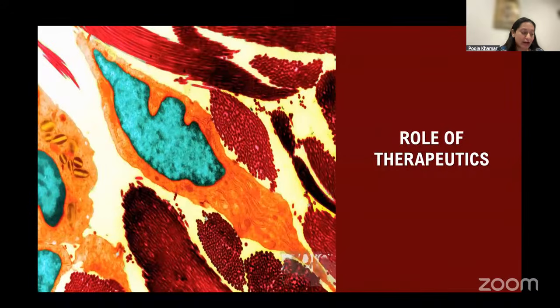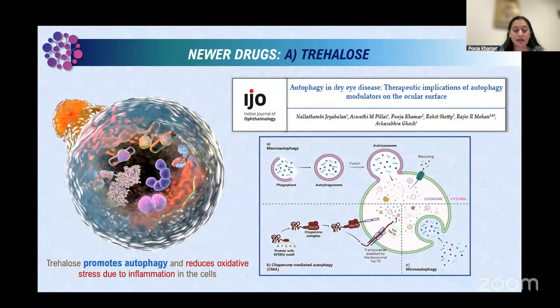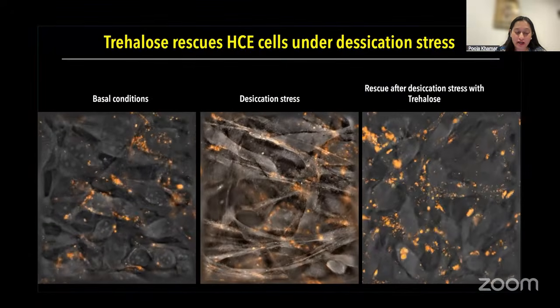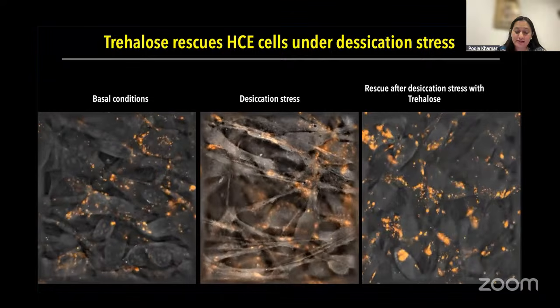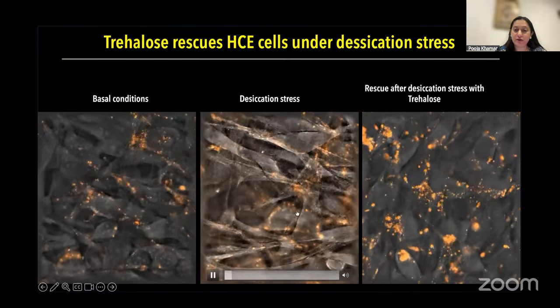And modern day dry eye therapy is no longer just about lubrication, but it is about the biological modulation as well. So Trehalose acts primarily by reducing cellular stress and promoting autophagy. Under desiccation stress, epithelial cells undergo oxidative injury and dysfunction, and Trehalose just helps to reduce the stress on cells and improve the cellular level. This is the video you saw.